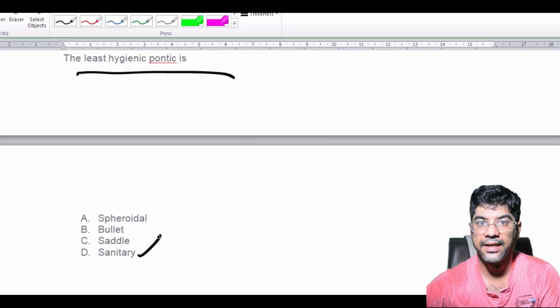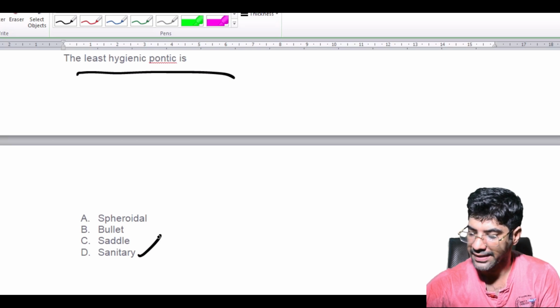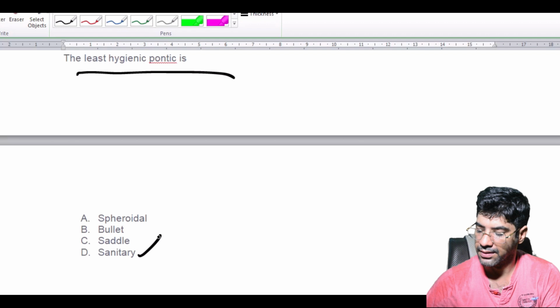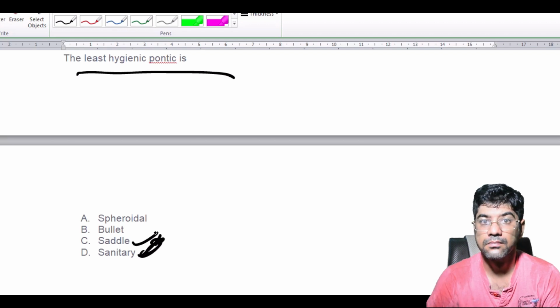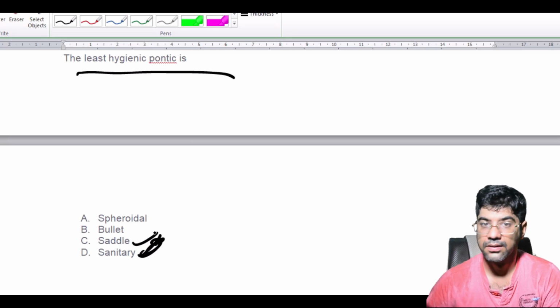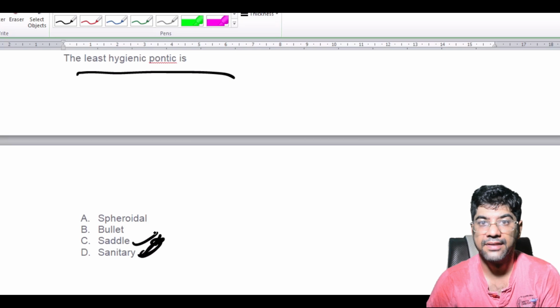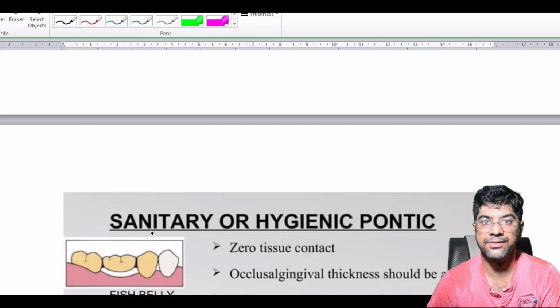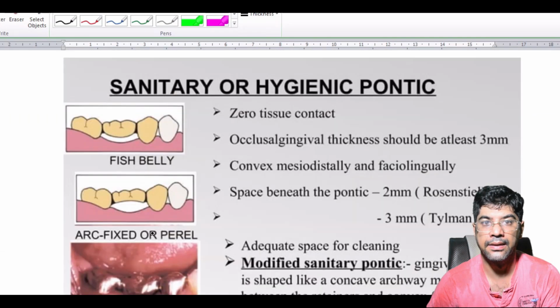The saddle pontic is considered the least hygienic. So the least hygienic pontic is, the answer is the saddle pontic, because it has a broad concave area that contacts the underlying gingiva extensively and can create areas where plaque and food particles can accumulate. Other pontics are spheroidal and bullet pontics. They have a shape that minimizes contact with the gingiva, making them easier to clean.